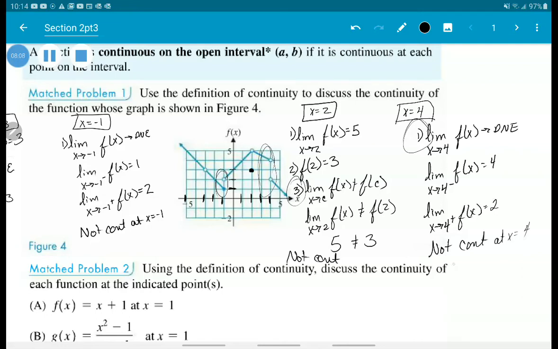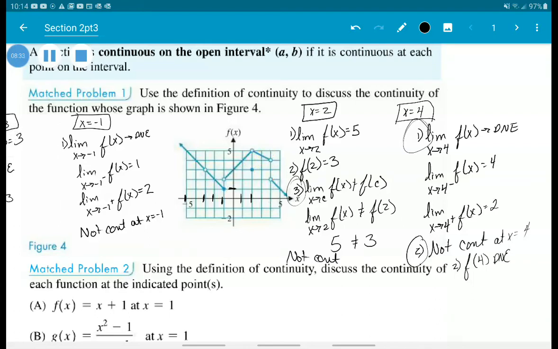Now, the second part of the definition would kind of fall apart here too. F of 4 doesn't exist for this problem either because we have open circles at both of those pieces of that piecewise function. So there's two reasons why this doesn't exist. Either reason is enough to say this function is not going to be continuous.